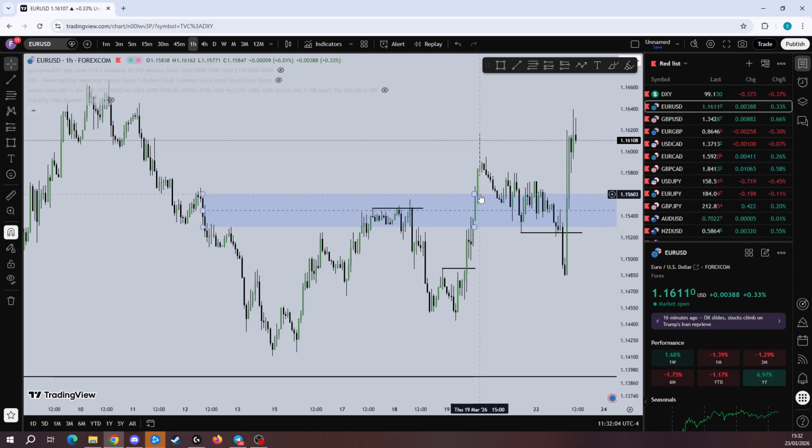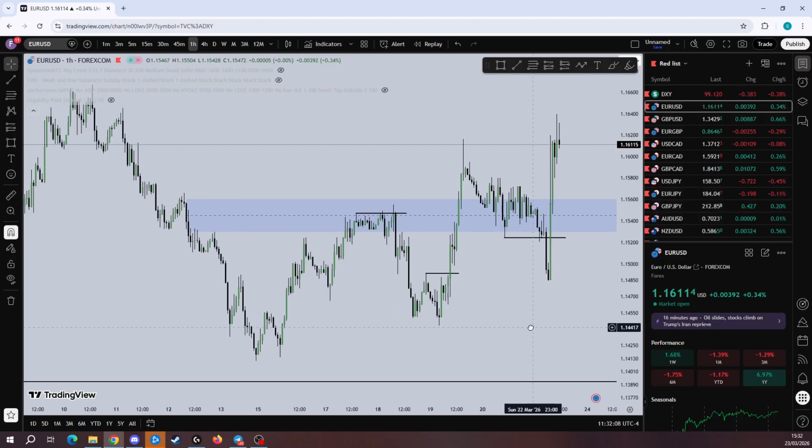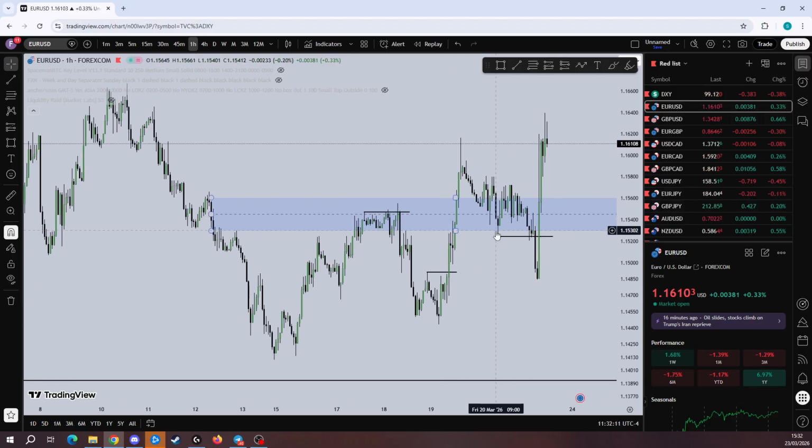But yeah, pretty happy with the setups I've taken recently. So yeah, we'll just see how this week plays out and see how the monthly candle closes as well.